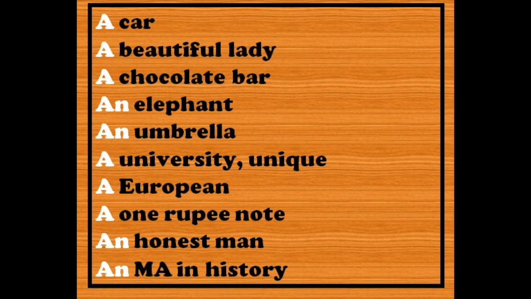Here are the answers: a car, a beautiful lady, a chocolate bar, an elephant, an umbrella, a university, a European, a 1 rupee note, an honest man, an MA in history. Okay, see, the first three words start with consonants, so we used "a". And the next two words, 4 and 5, start with vowels, so we use "an". The last 5 are a little bit tricky.